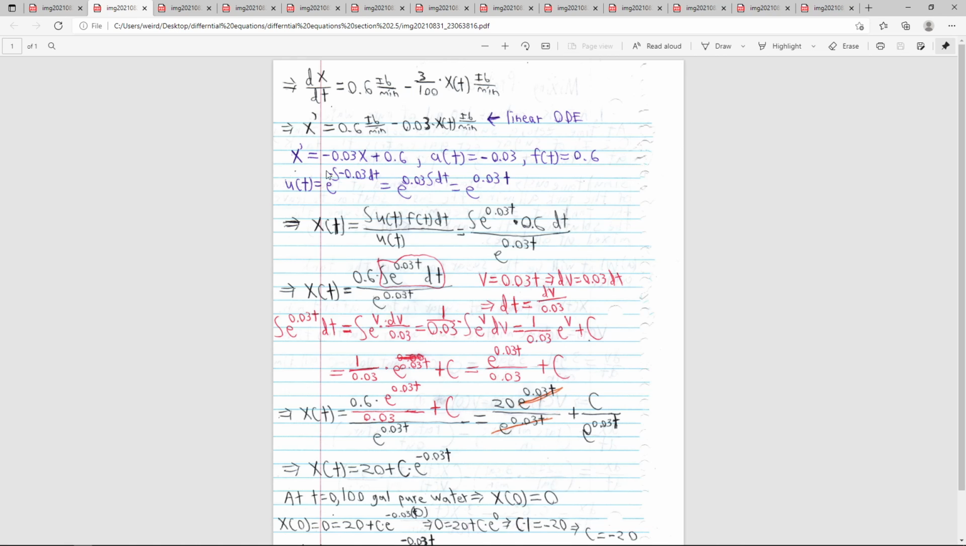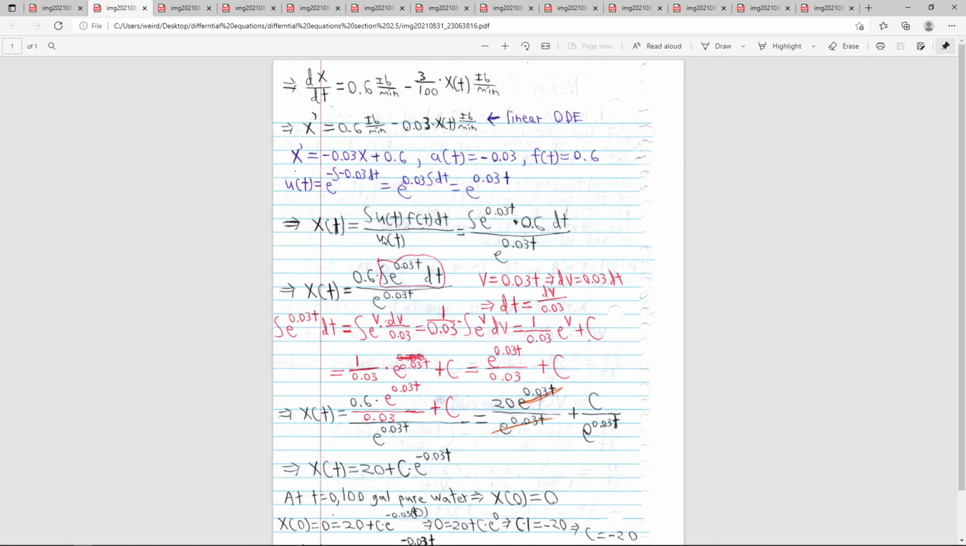We can solve for x(t). We have the a term as negative 0.03 and the f term of 0.6. u(t) is equal to e to the negative integral of the a term dt. So it literally is just 0.03t. Very simple a term, a is just a constant, so it'll be a constant times t basically.